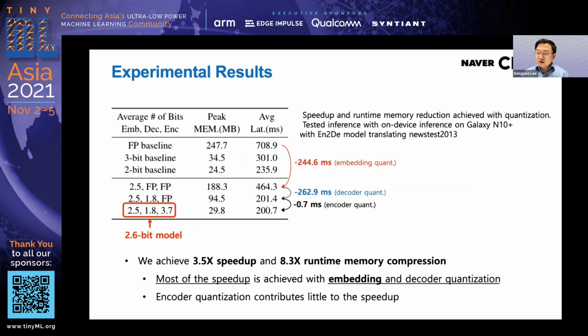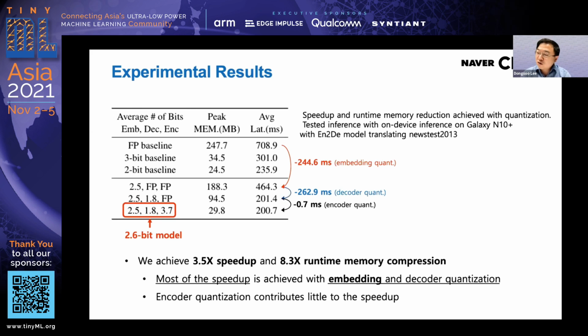So let's discuss latency improvements when a mobile processor is selected as described in this slide. We have a Galaxy mobile phone. First, quantizing embedding layer only can reduce latency by more than 200 milliseconds. And quantizing decoder is also quite useful to reduce the latency.